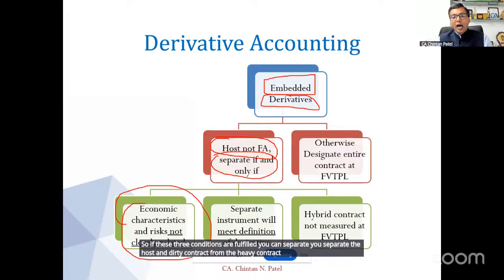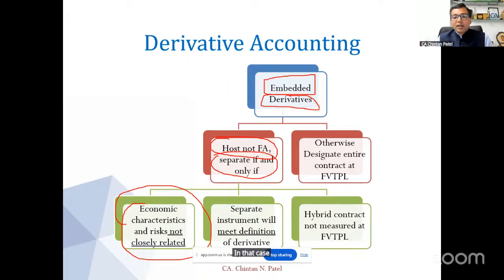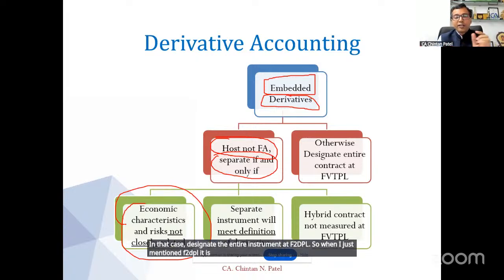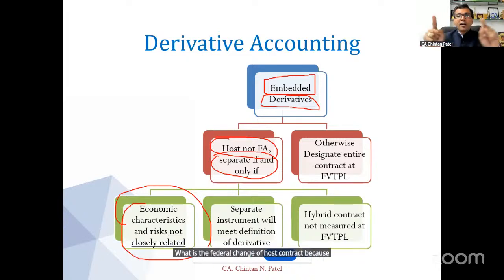However, if that is not the case, where the host is a financial asset or it is not fulfilling these three conditions, in that case, designate the entire instrument at FVTPL. When I just mentioned FVTPL, it means fair value through the P&L account. That means the change in fair value of the whole entire contract will be taken to profit and loss, right? When I look at the entire contract, I am not required to look at what is the fair value change of the derivative and what is the fair value change of the host contract, because the entire contract's fair value change is taken to the profit and loss statement.